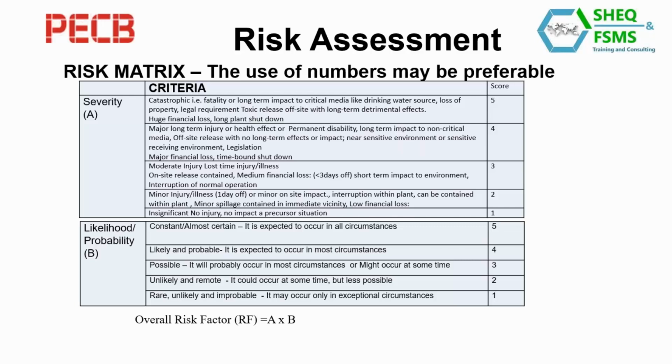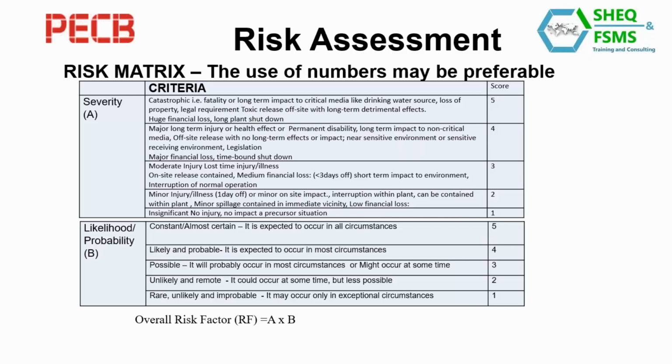And on the major, on the score of 4, it's major long-term injury or health effect or permanent disability, long-term impact, non-critical media, offsite release with no long-term effects or impact, near sensitive environment or sensitive receiving environment legislation, major financial loss. You score that one as 4, and so on and so forth.